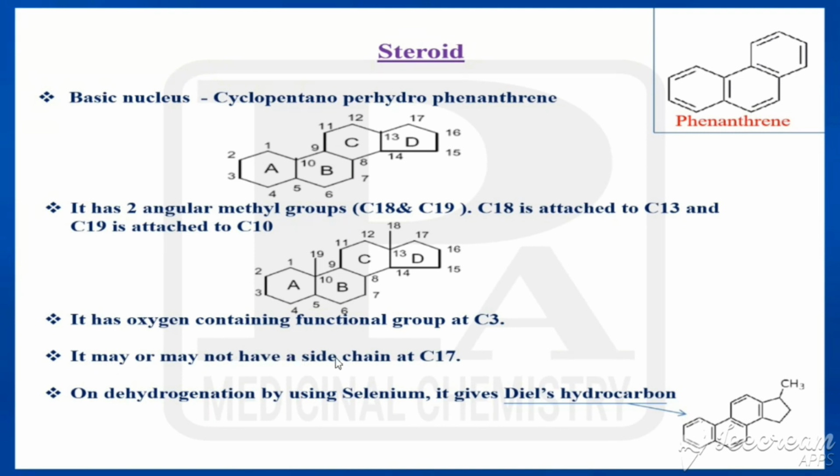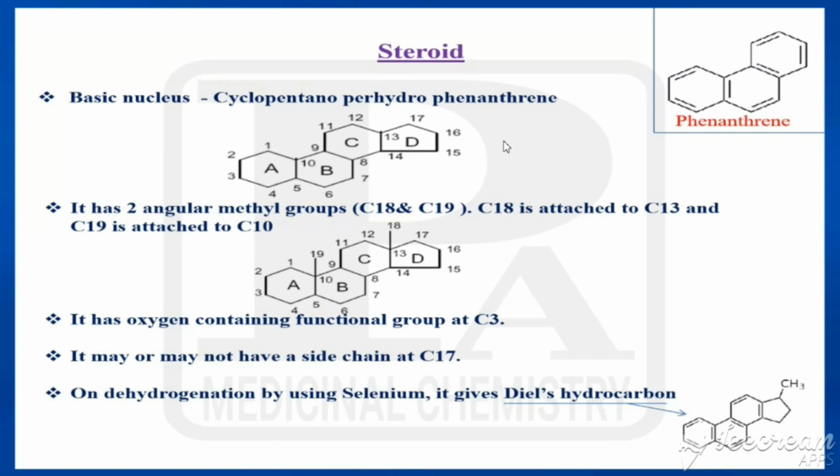It may or may not have a side chain at C17. If it is a steroid, at the 17th position, it can have a side chain or it may not have a side chain. On dehydrogenation using selenium, it gives Diels hydrocarbon. So this would be the structure of Diels hydrocarbon.